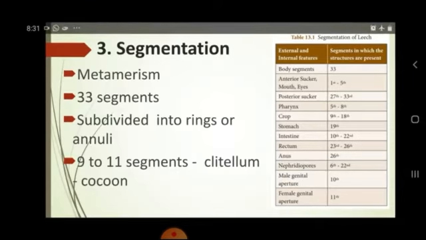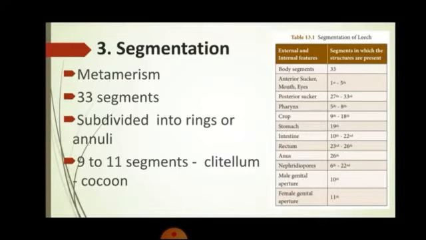Next, segmentation. The segmentation of leech is called metamerism, and the body of leech is metamerically divided into 33 segments. The segments are arranged one behind the other, and each segment is further superficially subdivided into rings or annuli. That means when you take a segment, that segment will be further subdivided into many structures. So each structure is called a ring or annulus.